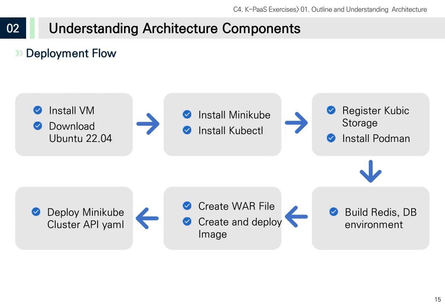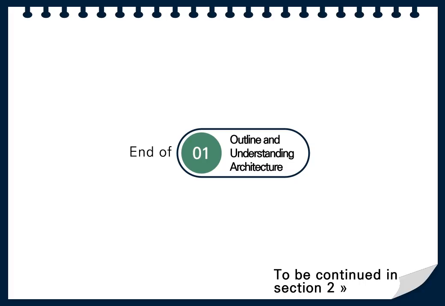Next, we build the environment to work with each API system by deploying Redis and each database environment first. Then, we build each API as a WAR file and use Podman to create and deploy the image. Finally, we complete the configuration of each API environment by writing YAML files and deploying them to Minikube. This concludes the exercise overview and architecture understanding in Section 1. In Section 2, you will practice installing a virtual machine.